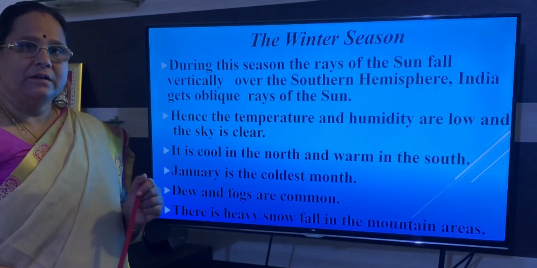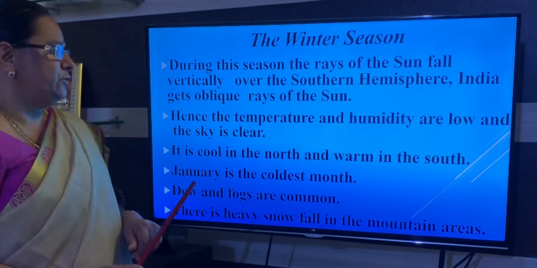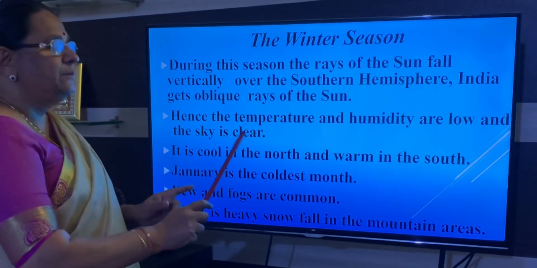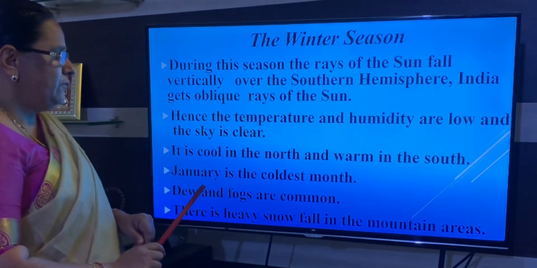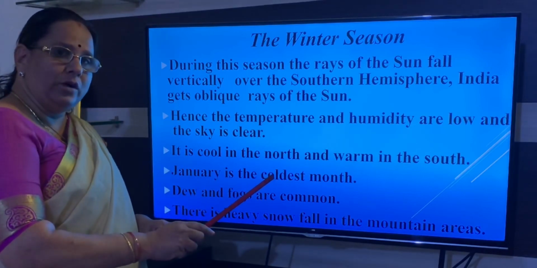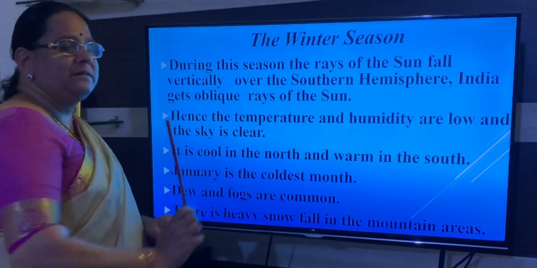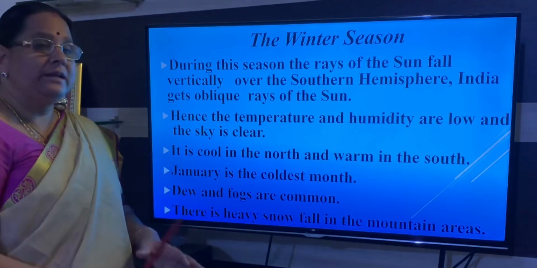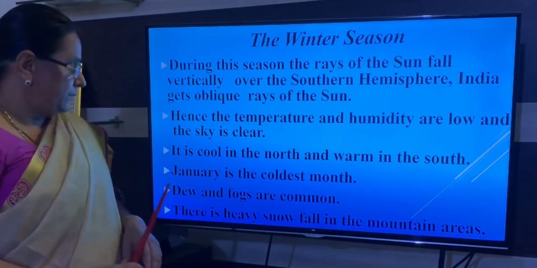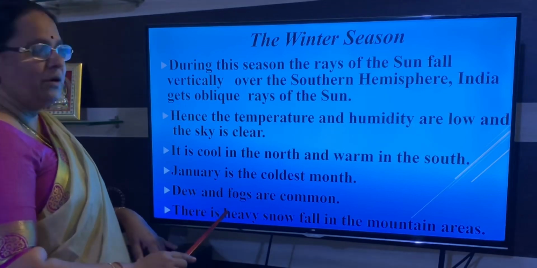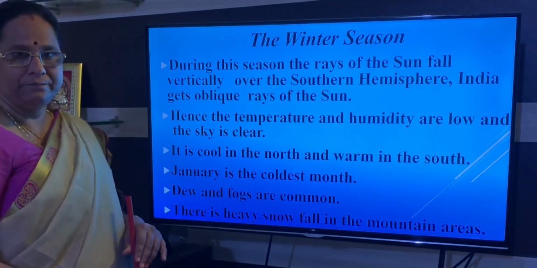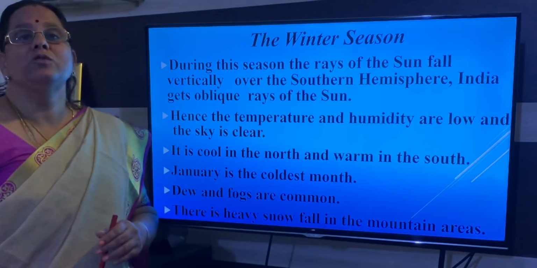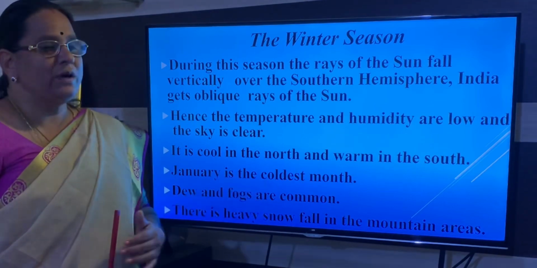And in this winter season, what are the important characteristics if you see? Temperature and humidity are low and the sky will be clear. Second one is, it is very cool in the north whereas warm in the south. And next you will see that the coldest month in a year is January. And the next one, you will also see a very common thing is dew and fogs. And next one is, you will see heavy snowfall in mountain regions. That is near Jammu and Kashmir.